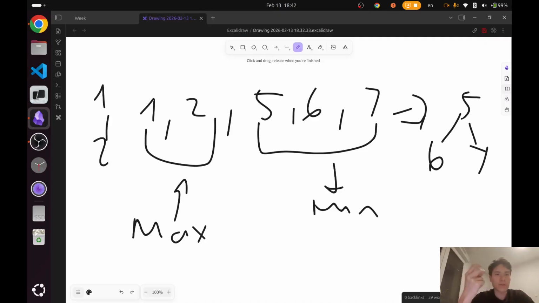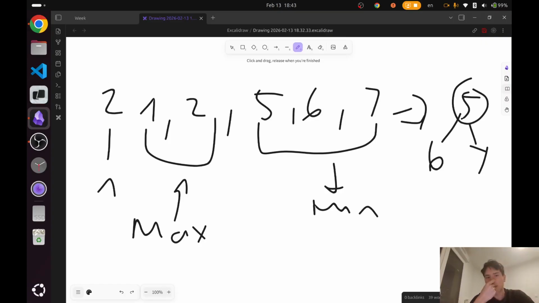So at any point you can ask what is the root of the array. The root of this one is going to be 5, and the root of this one is going to be 2. In this case, the solution is going to be the root of the right array.